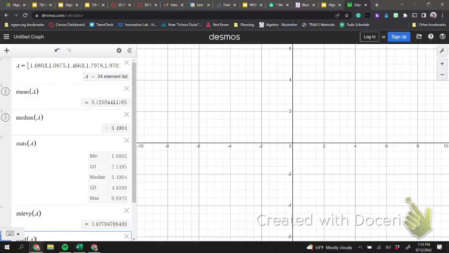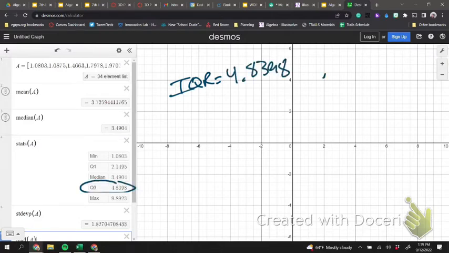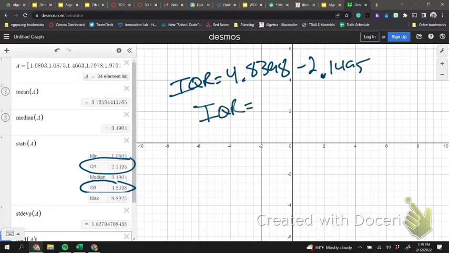So let's look at the data that we got from Desmos. The first thing I want to find is the IQR. I'm doing that by taking the third quartile, so 4.8398, minus the first quartile. So what's the range inside my quartiles? That's 2.1495. I've got to get this calculator going. And I got an IQR of 2.1495.